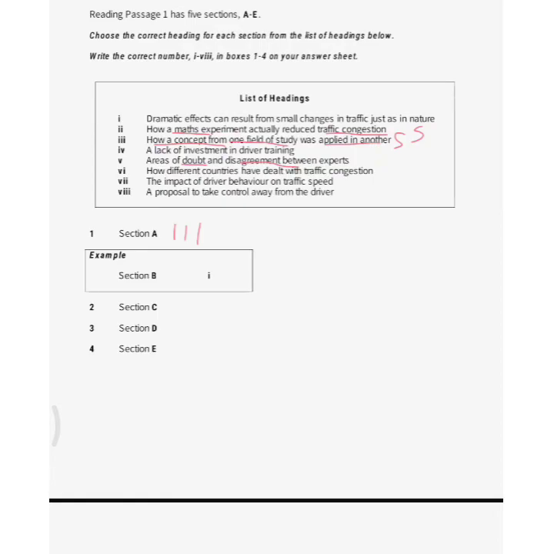So we have opted for the third. We will read another, the second one. A maths experiment? No, there was no maths experiment talked about. A lack of investment? No. Areas of doubt and disagreement? No, experts were telling us, but there were no disagreements they were talking about. How different countries? No, this was also not there. The impact of drivers' behavior on traffic speed? We have talked about traffic speed, but there was nothing like that.